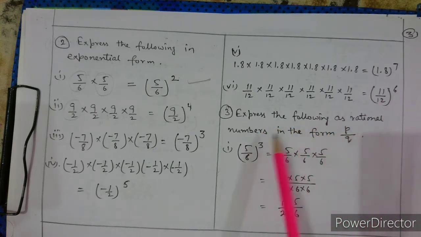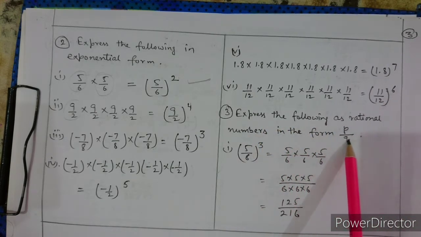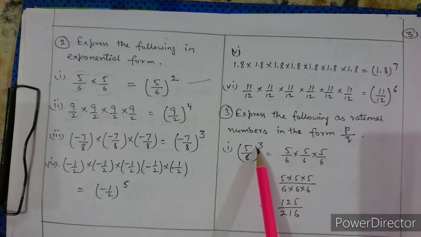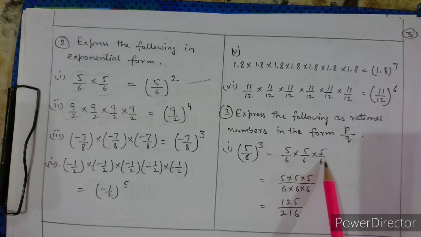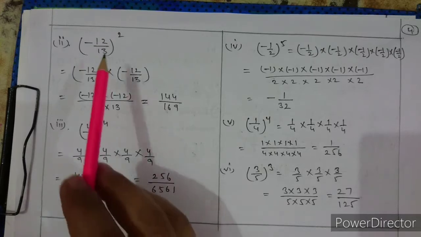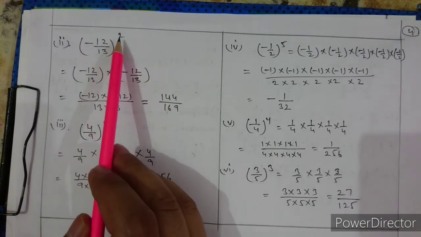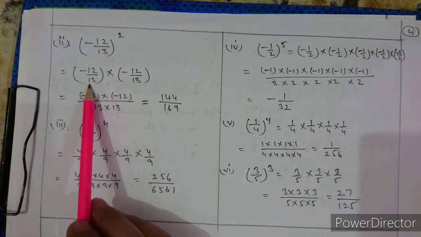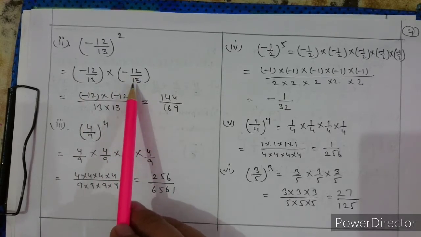Express the following as a rational number in the form P upon Q. So 5 upon 6 raised to the power 3 will be equal to 5 upon 6 multiplied by 5 upon 6 multiplied by 5 upon 6. So we can multiply the numerators, 5 into 5 into 5, upon 6 into 6 into 6, and by solving this we will get 125 upon 216. Second part is minus 12 upon 13 raised to the power 2. So minus 12 upon 13 into minus 12 upon 13.